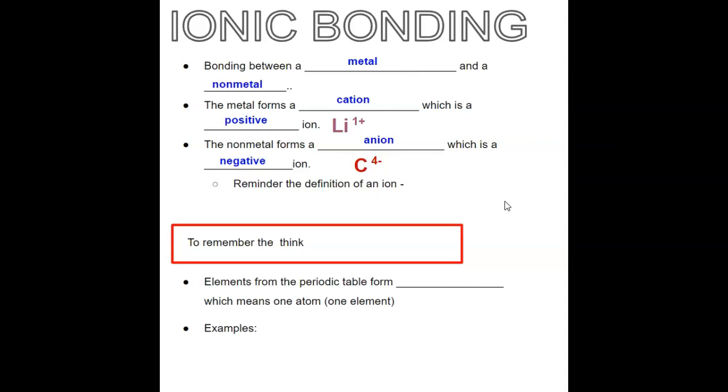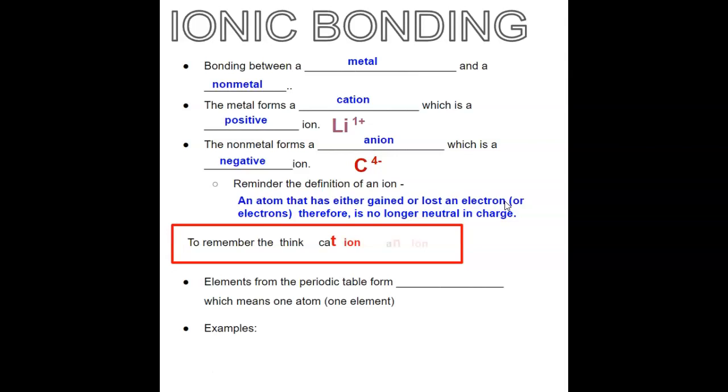So remember the definition of an ion. It means an atom that has gained or lost an electron or more than one electron. Therefore, it's no longer neutral in charge. So remember, an ion is a charged atom. We can also think of it that a cation, as you see, is a positive ion, and an anion is a negative ion.